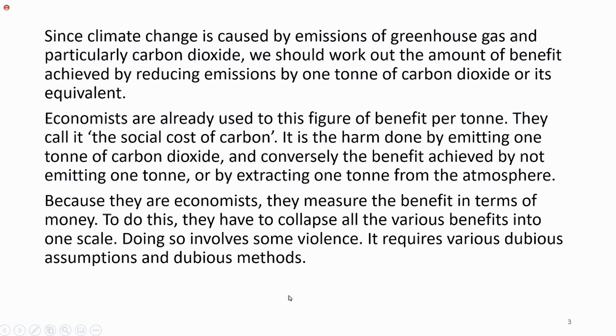Climate change is caused by emissions of greenhouse gas, particularly carbon dioxide. So I'm going to start by talking about the amount of benefit that can be achieved by reducing our emissions by one ton of carbon dioxide. So this is going to be the benefit per ton. And that's something that economists are already used to thinking about. The benefit per ton of reducing emissions, they call this the social cost of carbon. It's the harm done by emitting one ton of carbon dioxide. So conversely, the benefits achieved by not emitting one ton or by extracting one ton from the atmosphere.